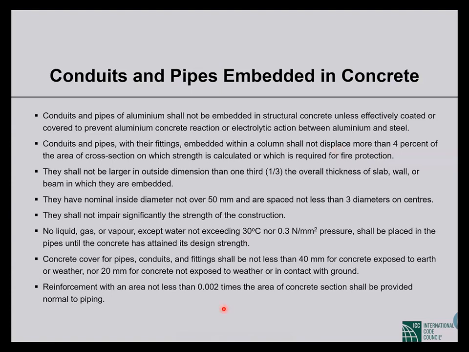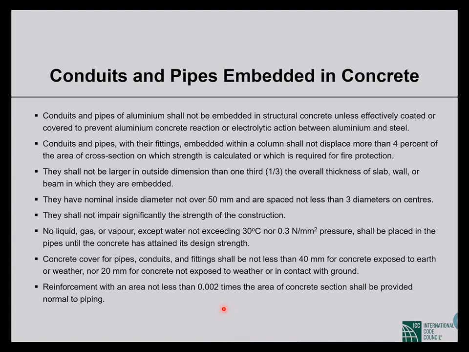So what are the provisions in the code? Conduits and pipes of aluminium shall not be embedded in structural concrete unless effectively coated or covered to prevent aluminium-concrete reaction. So we know that aggregates may react with aluminium compounds. So pipes made of aluminium are not allowed to be used within concrete. Conduits and pipes with their fittings embedded within a column shall not displace more than 4% of the area of cross section on which strength is calculated or which is required for fire protection. So the pipes can displace only 4% of the cross section. That is very important.